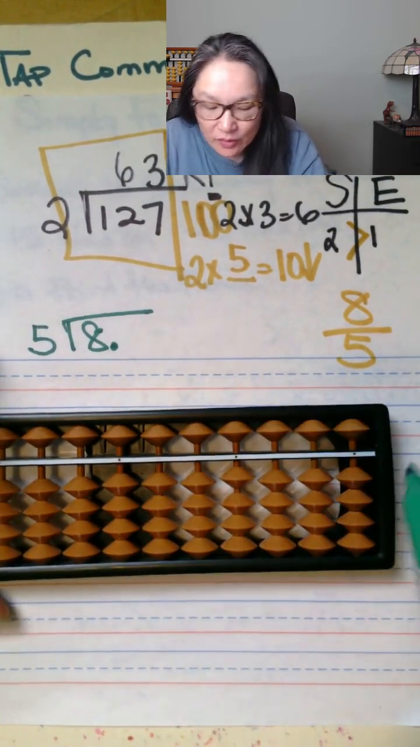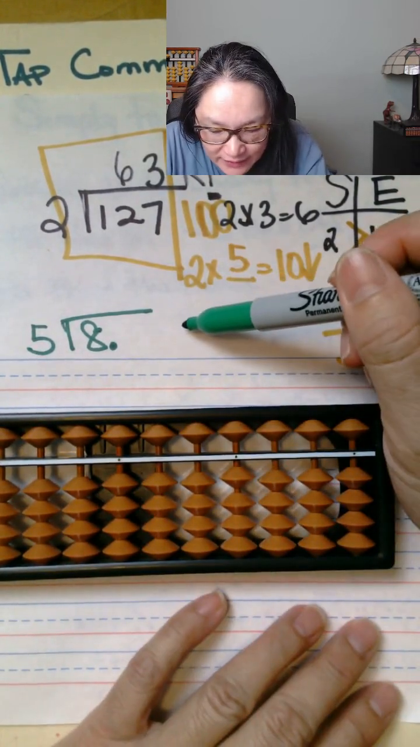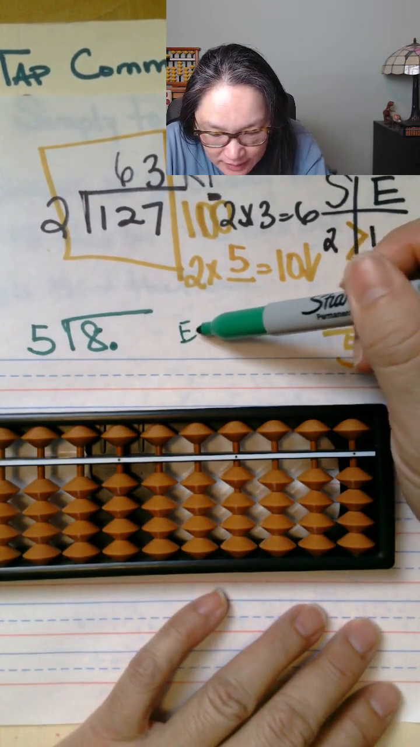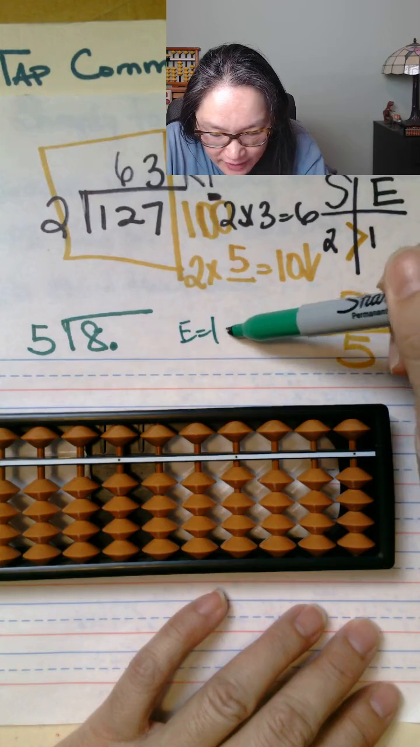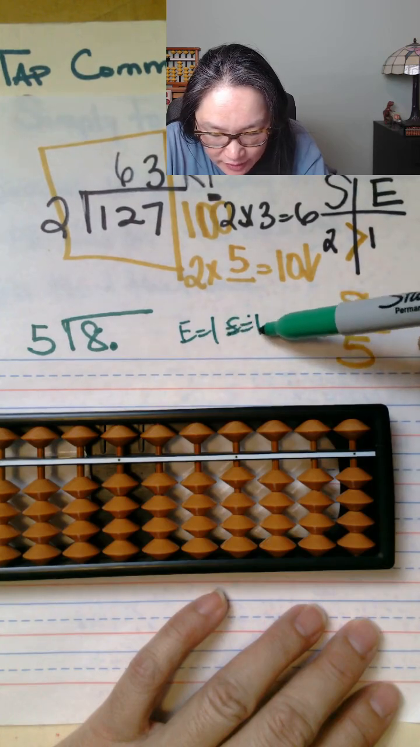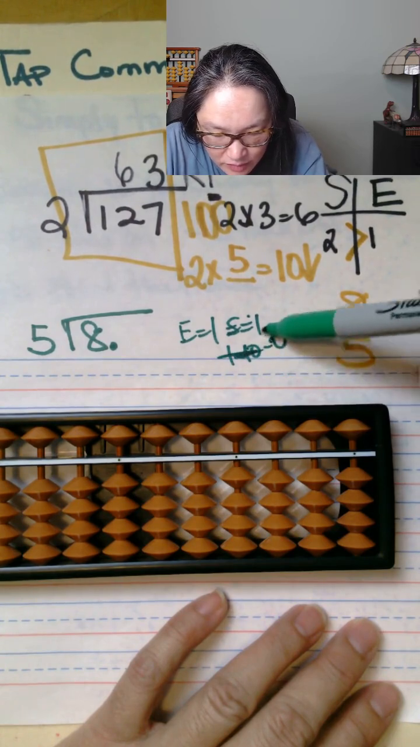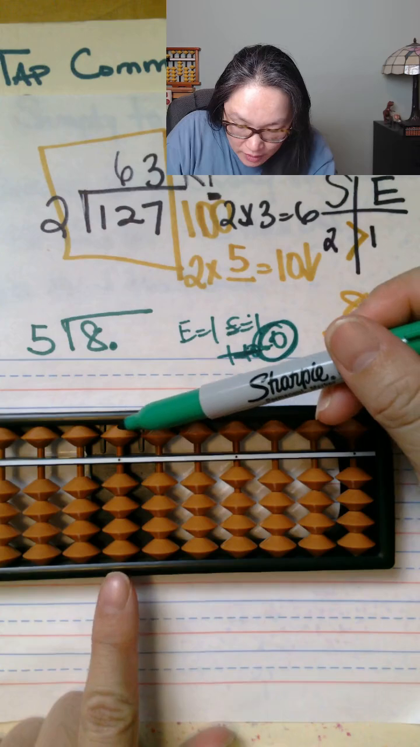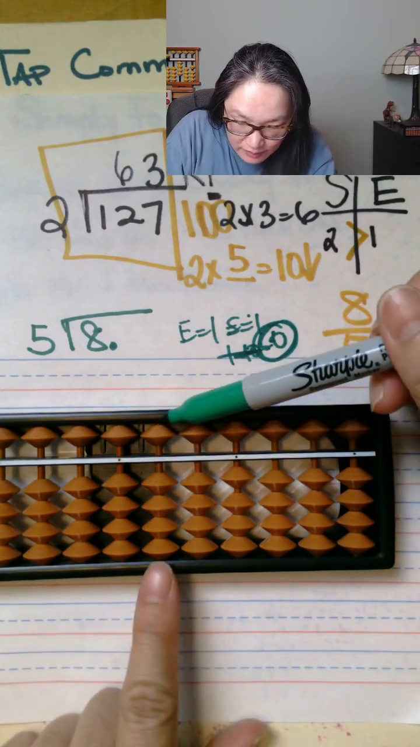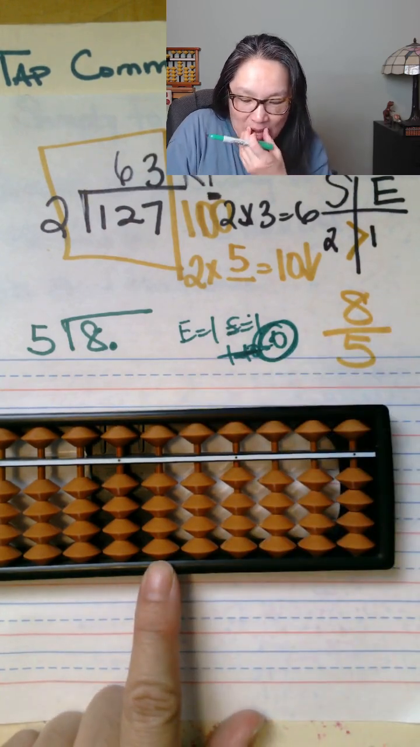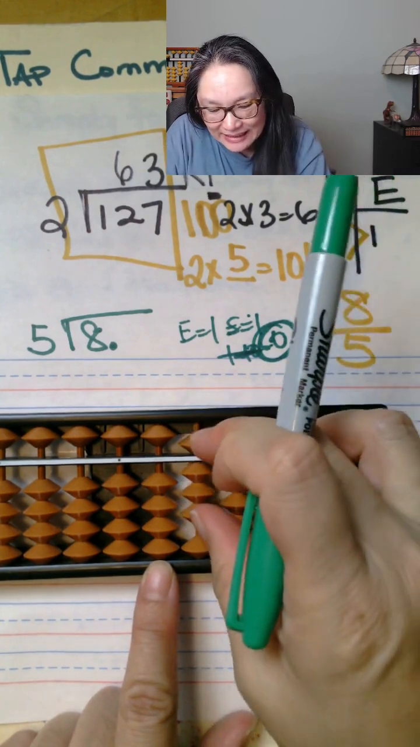So what are we going to do? Well, our dividend is equal to 1 digit. Our divisor is equal to 1 digit. So 1 take away 1 is 0. So our starting point is 0. So if this is ones, my 0 is here. And then I add my 8 here.